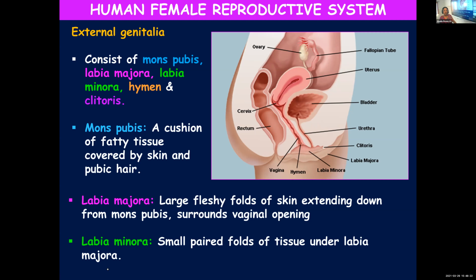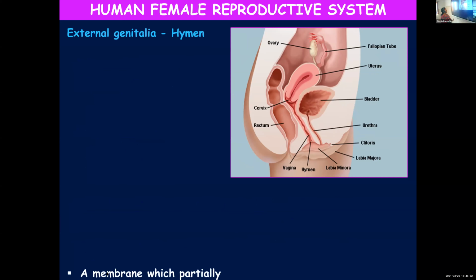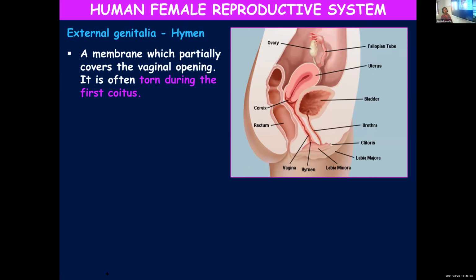Beneath labia majora, small folds of skin are present. You call it labia minora. Now moving on to the next part, that is hymen. Hymen is a membranous structure. It's a membrane that partially covers the vaginal opening. So the vaginal opening is partially covered by means of this membrane.